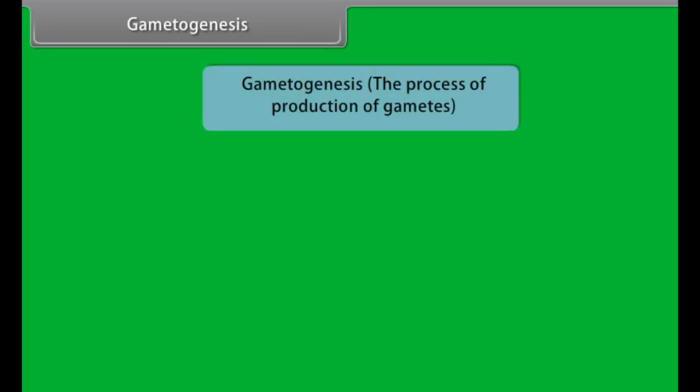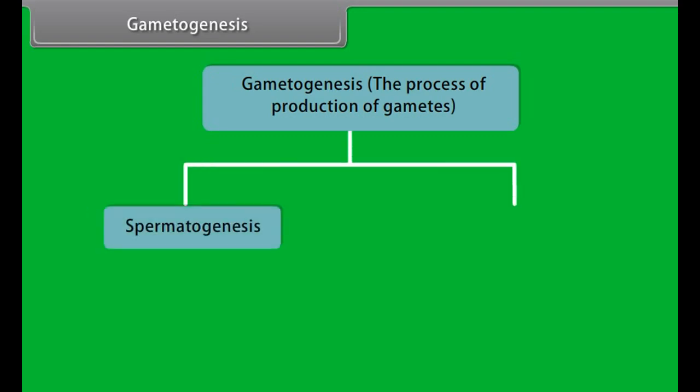Gametogenesis. It is the process of production of gametes. Males and females of a species have different forms of gametogenesis. Spermatogenesis, male. Oogenesis, female. Spermatogenesis.